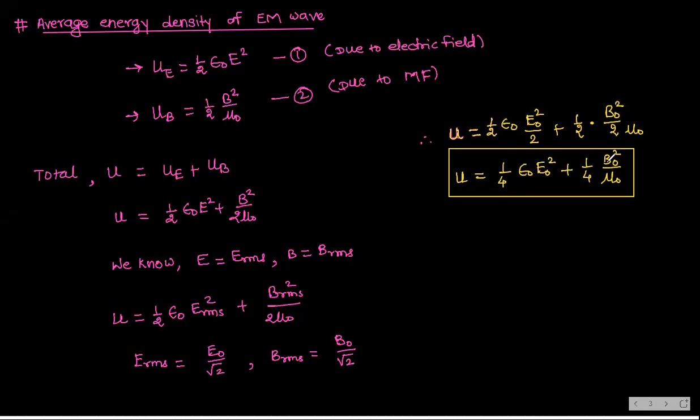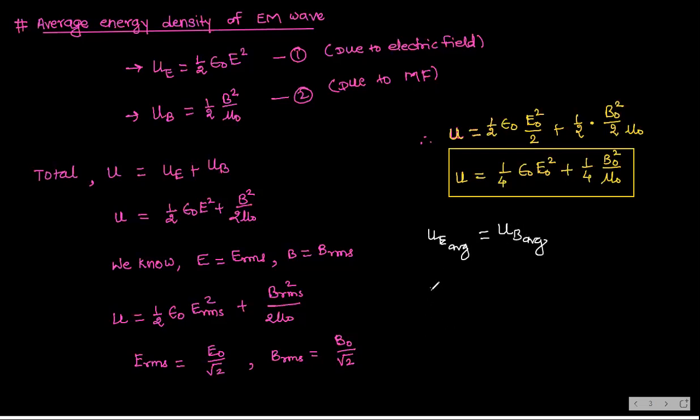Now, what we have seen, here you see, average. So I'm writing like this. UE average should be equal to UB average. Means what? Average energy density due to electric field should be equal to average energy density due to magnetic field.